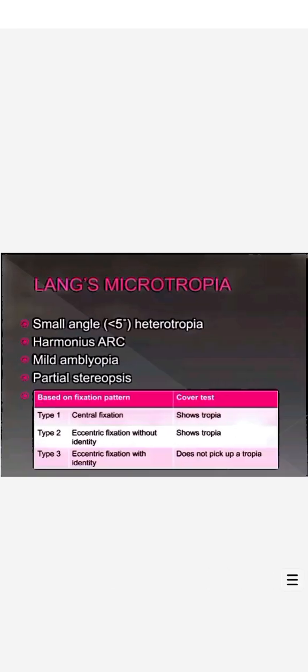Monofixation syndrome has a central scotoma, good peripheral fusion with fusional amplitude and crude stereopsis. Microtropia is a small angle, less than 5 degree heterotropia, with harmonious ARC, mild amblyopia and peripheral stereopsis. Basic fixation pattern and cover test: first three types. Type 1, central fixation esotropia. Second, eccentric fixation without identity, esotropia. Third, eccentric fixation with identity, does not pick up on cover test.